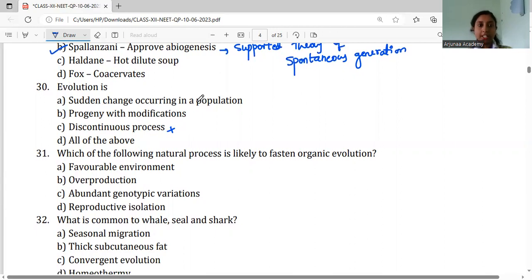Progeny with modifications, that means the new progeny, the offspring, whenever it is produced, is produced with modifications. And then option A says sudden change occurring in the population. There will be no sudden change. There will be gradual change. Clear? So even option A can't be the answer. Obviously D will not be the answer. All of the above. Answer is D. Yes, in evolution, the progeny, whatever is formed, will have some kind of modifications. So if that is the case, we say evolution is occurring.